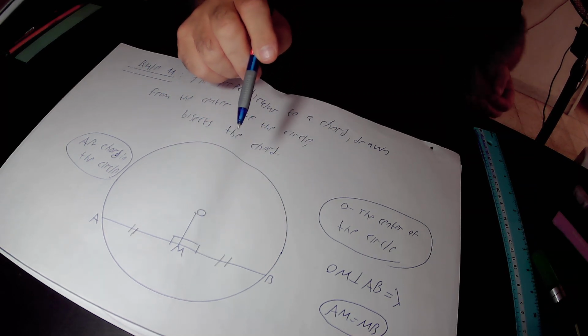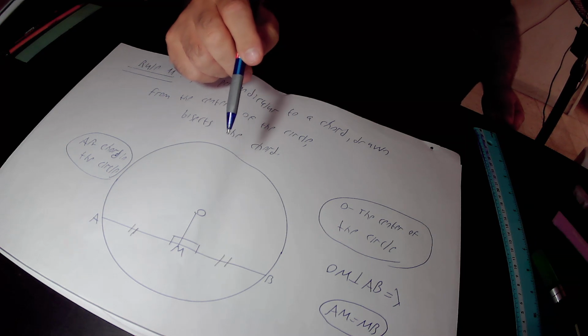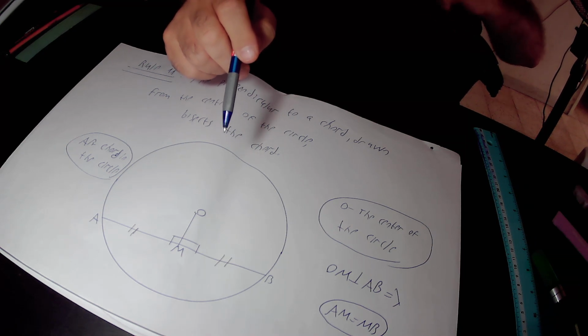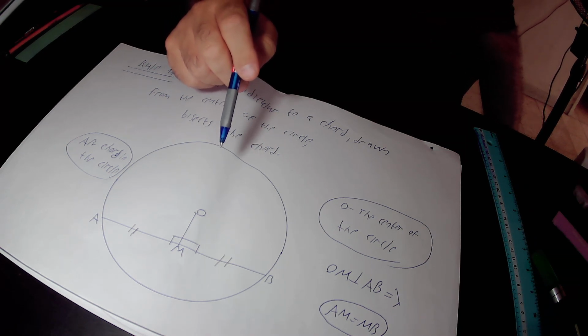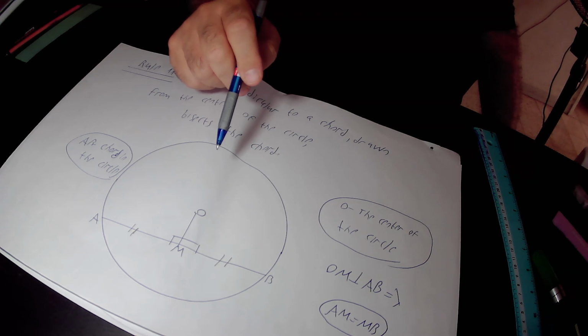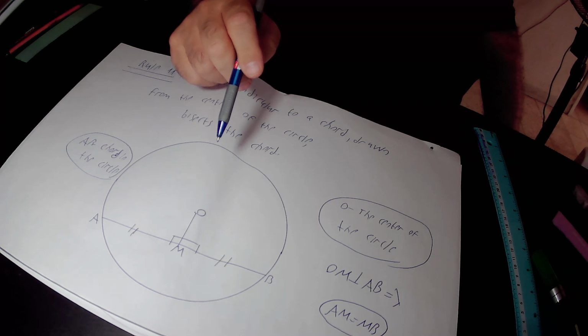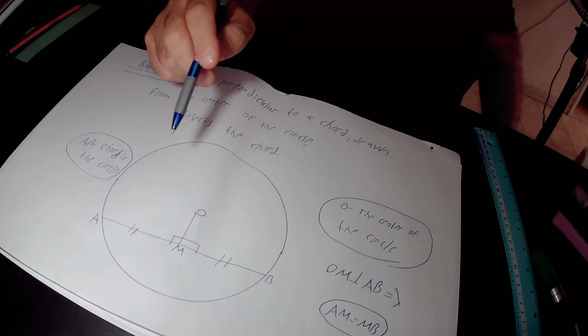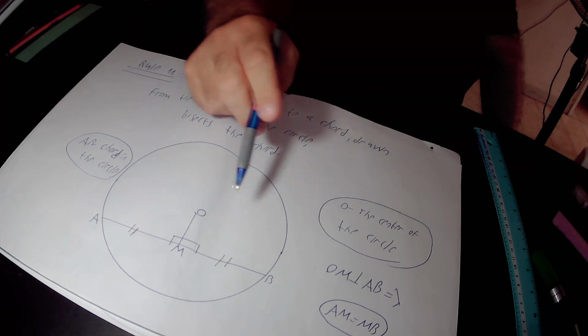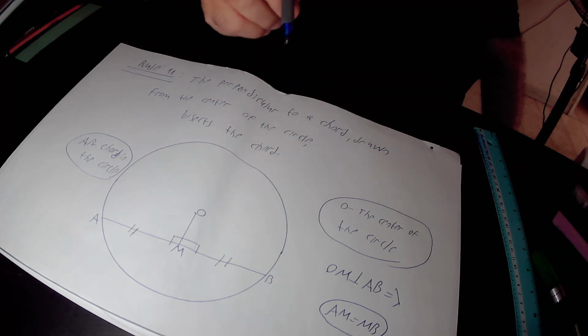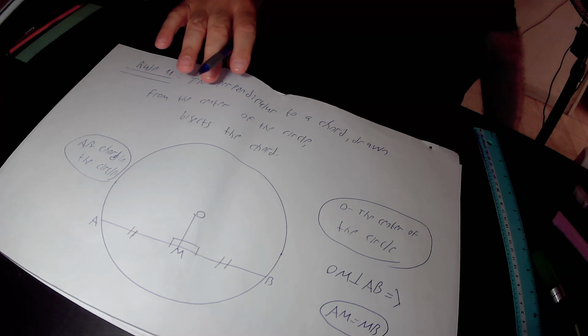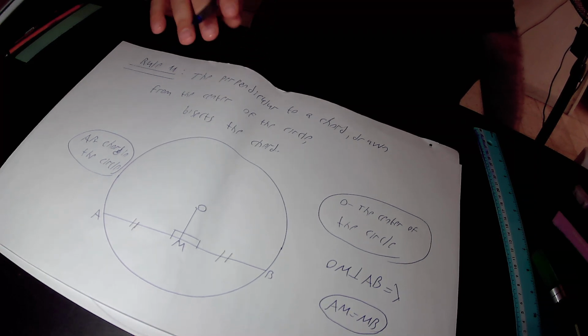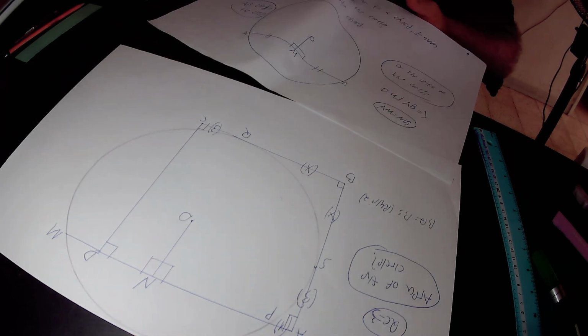So according to rule 11, whenever you draw a perpendicular from the center of the circle towards any chord, the perpendicular also bisects the chord. In this case, perpendicular OM bisects chord AB. That is to say, AM equals MB. You can definitely implement rule 11 in our drawing.